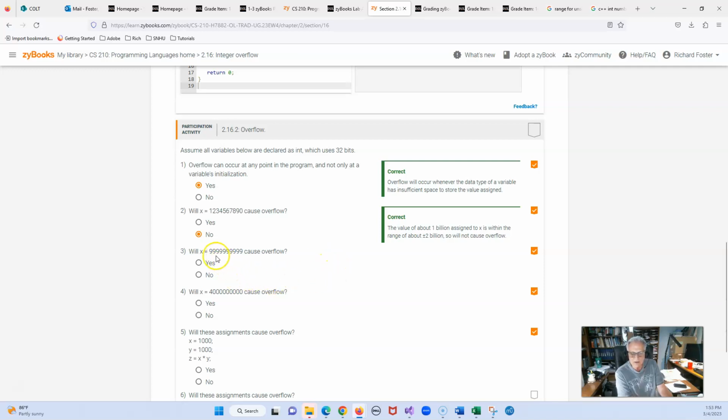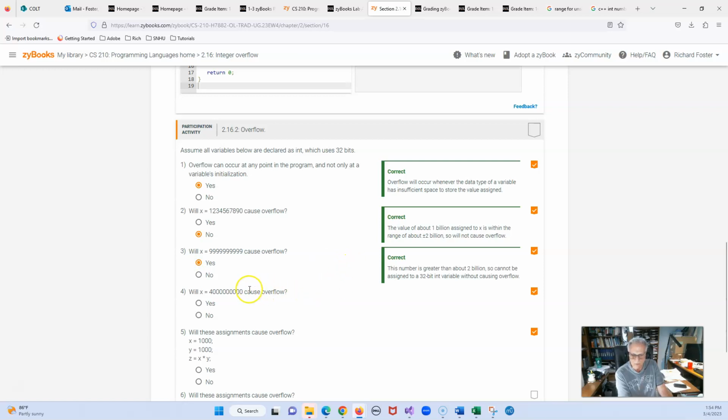So now we're going to do the same thing. Well, 999,999. So we have 3, 6, 9. So now this is 9 billion in here. Let me just check. That's 3, 4, 5, 6, 7, 8. So 9 billion should cause an integer overflow. So let's go in here. Assume all variables are initialized. Will this cause an overflow? Yes, it should. And it does.